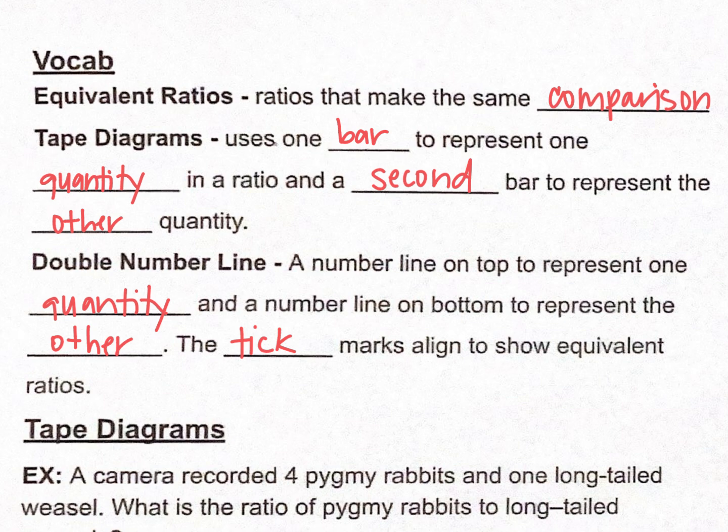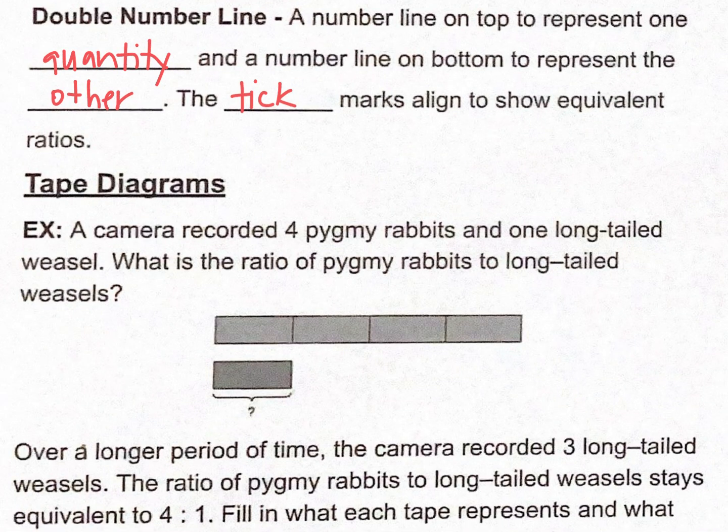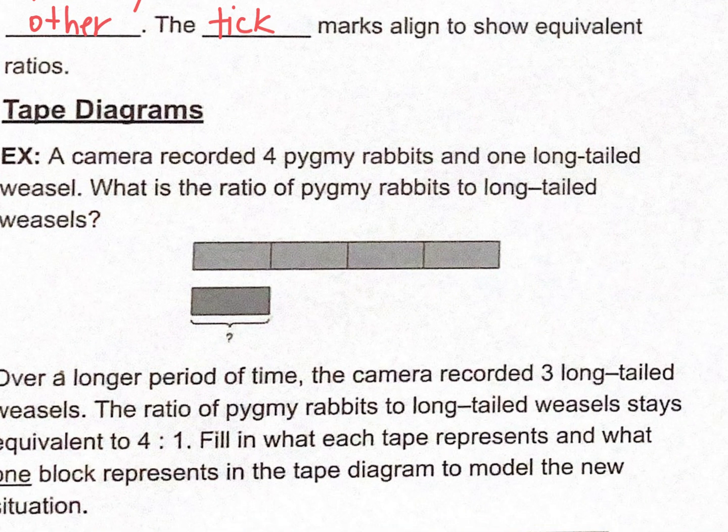Okay, so let's see what a tape diagram is going to look like. My problem says a camera recorded 4 pygmy rabbits and 1 long-tailed weasel. What is the ratio of pygmy rabbits to long-tailed weasels? So the first tape diagram, notice it's broken up into 4 parts. What is that representing? The pygmy rabbits, because it tells me there are 4 of them. So I'm going to label PR, so I know that tape diagram is the pygmy rabbit. The other one underneath is representing the long-tailed weasel.